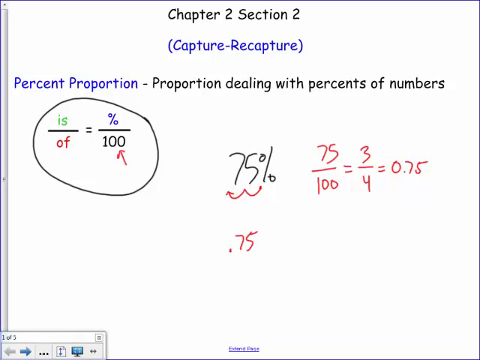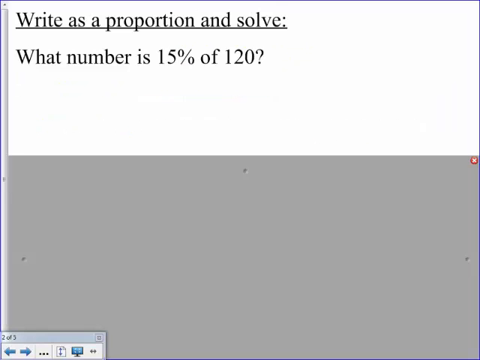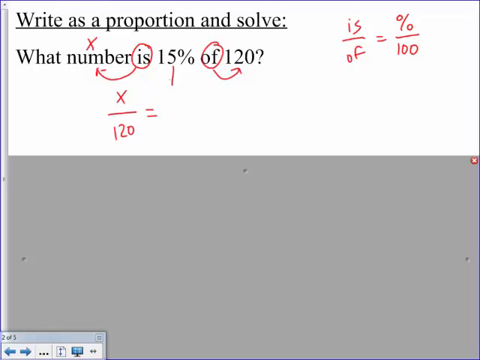To know that we always use 100 underneath the percent. So is over of equals percent over 100. All right, and I'll show you what I mean. It says, what number is 15% of 120? So I'm going to write my percent proportion up here: is over of equals percent over 100. Let's take a look. What number is? So is goes with what number? I don't know what it is, so I'm going to give it the variable x. So x is the is over of. Well, what's of? Of is 120. So is over of equals percent, which is 15, and the percent is always over 100.